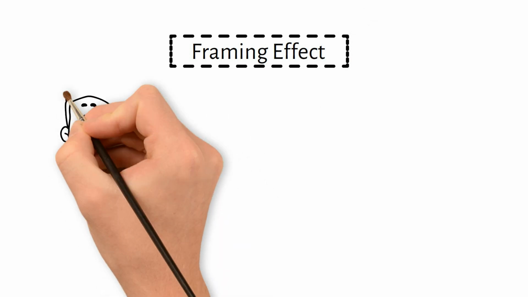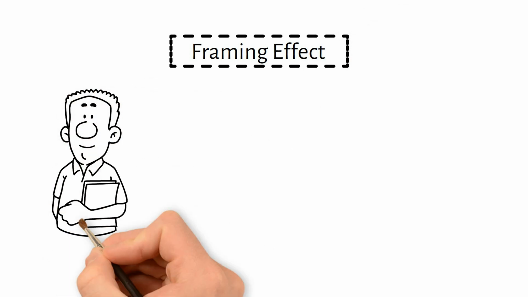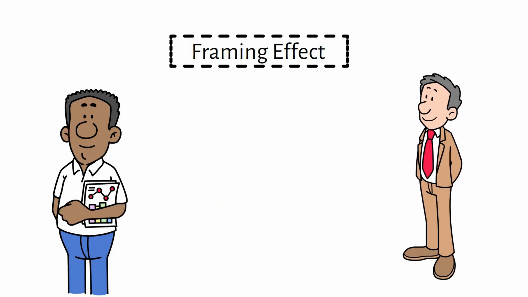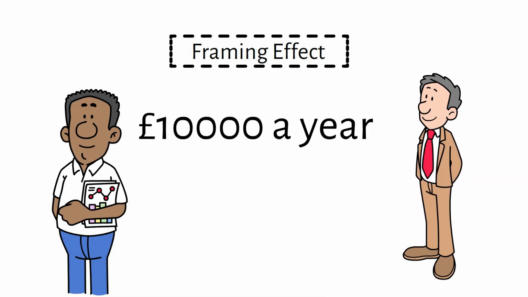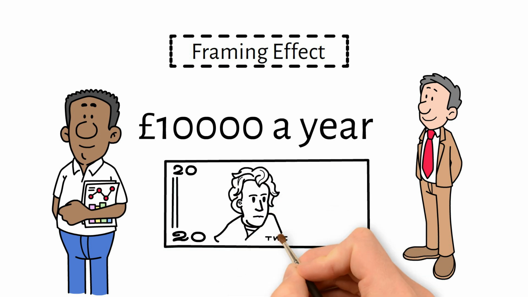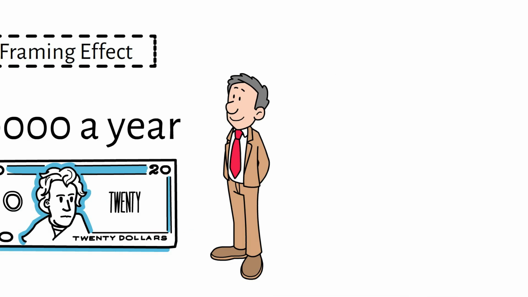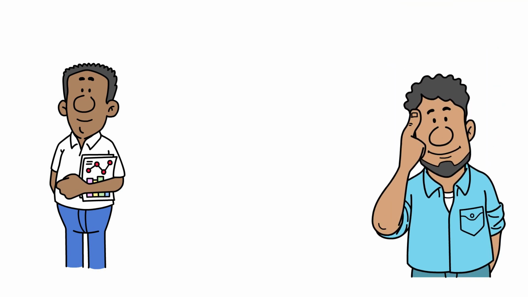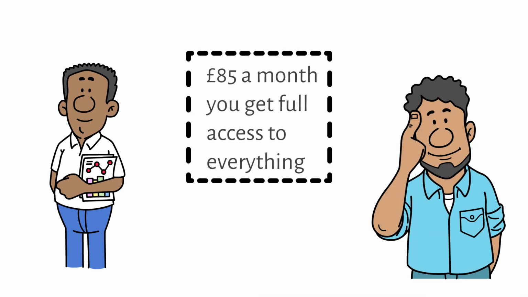Framing effect. Now, John was considering joining a gym and visited 2 locations. At the first gym, the manager said, "Our membership costs only £1,000 a year." John hesitated, thinking that was quite expensive. He then went to the second gym, and the manager framed it differently. For just £85 a month, you get full access to everything.